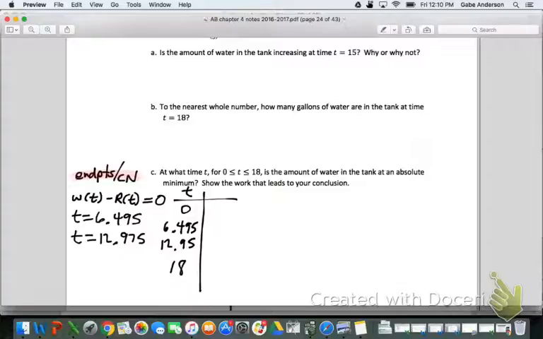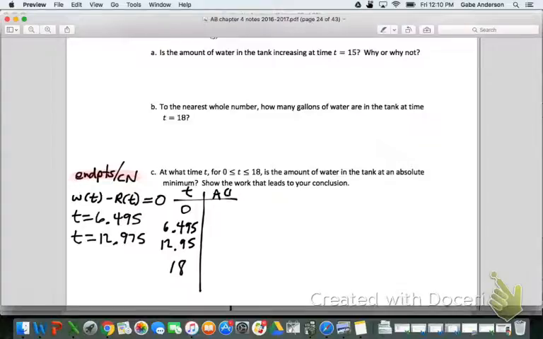A, what does A stand for? Whoever said that? Yeah, amount of water. Did we set that up before? Did we set that up yesterday? That A of T stood for the amount of water? Okay, so I'm going to write A of T.